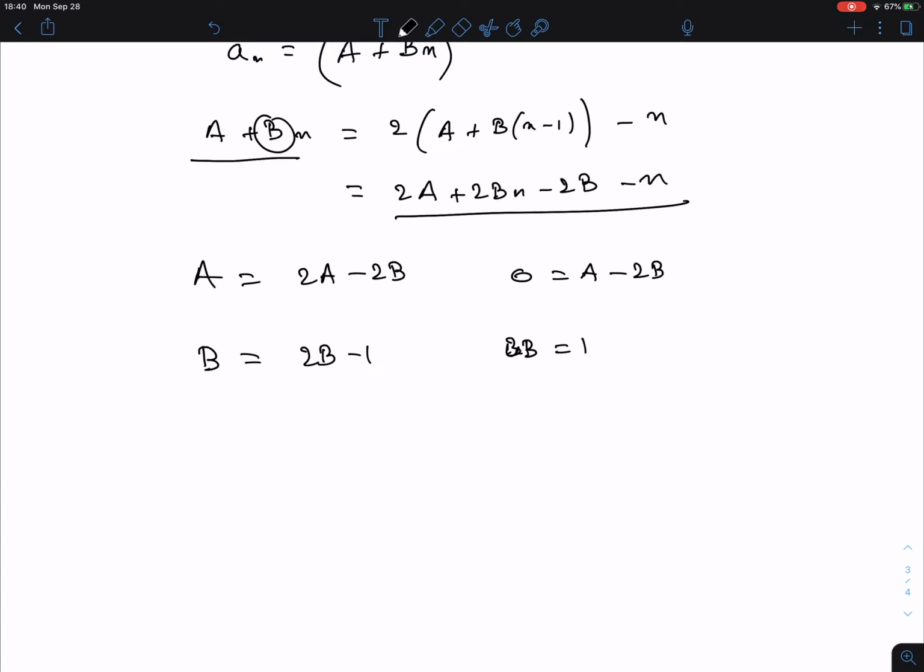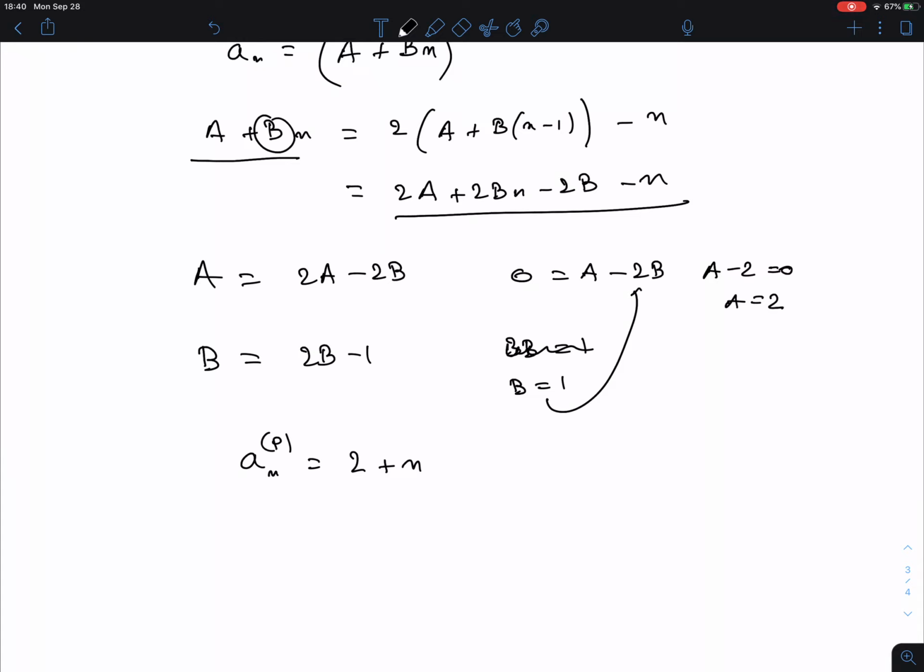Okay? And so from this we see that 3b is 1. No, not 3b. Sorry. b is 1. Okay, b is 1. And if b is 1, then we can plug this in. Then we see 1 minus 2 is 0, so a is 2. So the conclusion is this is a particular solution. a plus bn is 2 plus n. Now, is that the solution that we want?